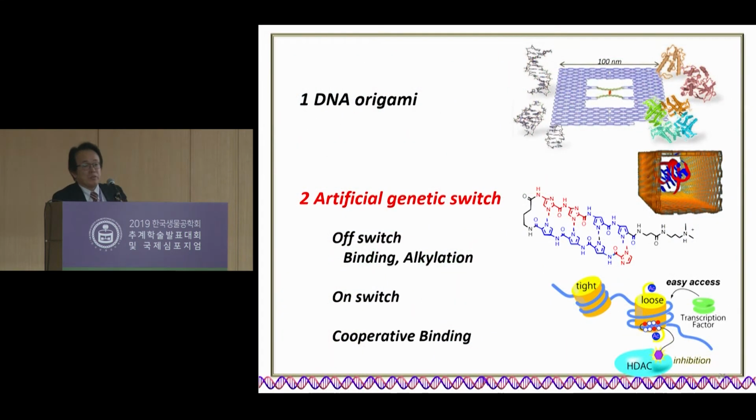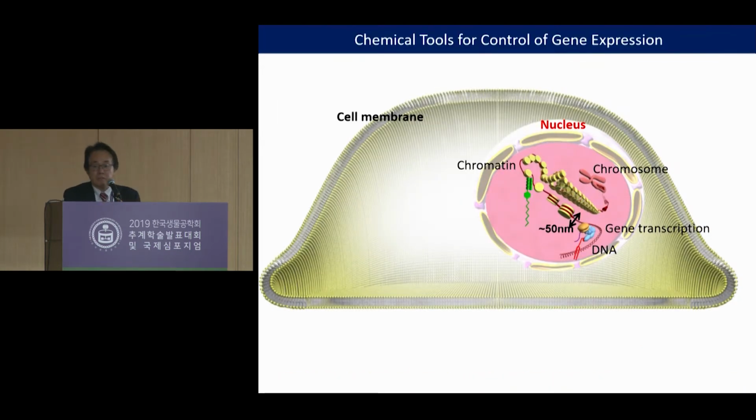So let me move to the next topic of artificial genetic switch. So this is a cartoon of the cell. As you know, the gene expression is carefully and precisely controlled through DNA-protein interaction, DNA protein and protein-protein interaction.